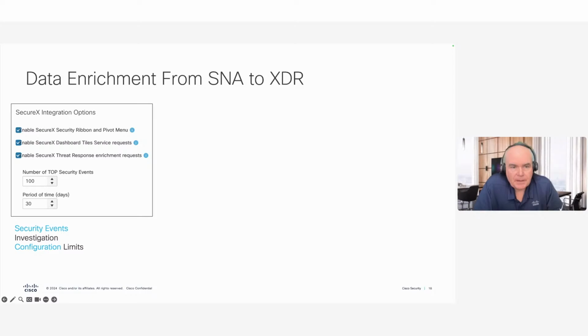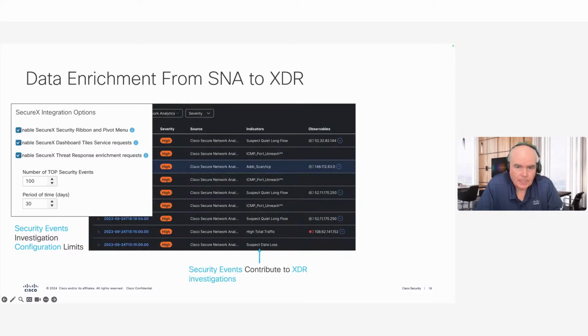Obviously, 750, when we released it, SecureX was still there. As you will know, SecureX is officially going away. So that will change in the GUI in the next coming releases. Key point though is that we can forward events or security events at the moment into the XDR pipeline. And here's just a screenshot in the background of where we can see the sources, analytics, i.e. SNA. And you can see the typical security events that are being forwarded here. For example, suspect data loss, high total traffic, suspect long flow.